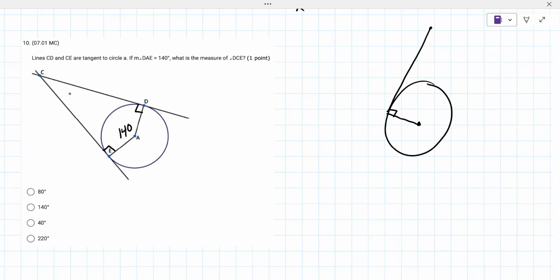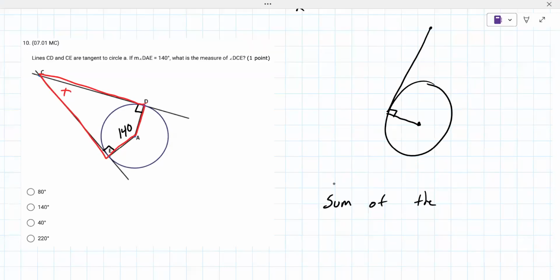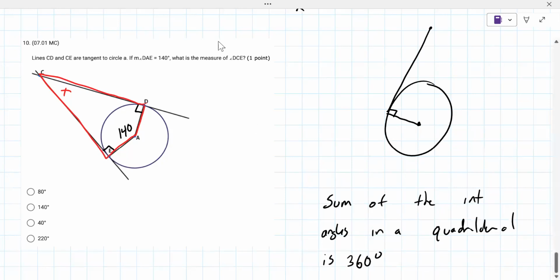So there's a couple of ways to do this. One is to recognize that this is a quadrilateral, and that the sum of the interior angles of a quadrilateral is 360. Maybe you haven't seen that yet, but you know that a square is 360, a rectangle is 360. So it's like this: x plus 90 plus 90 plus 140 equals 360. So that's way number one to do this.